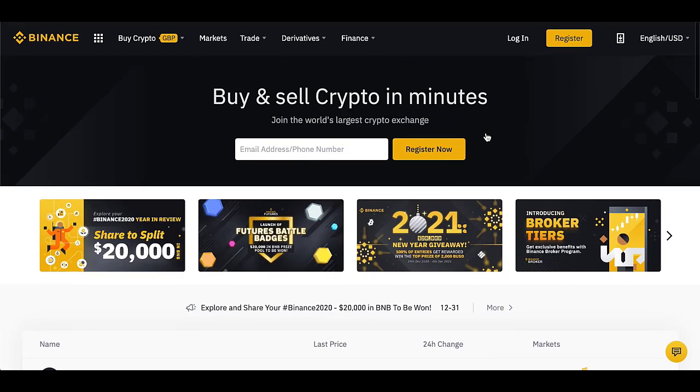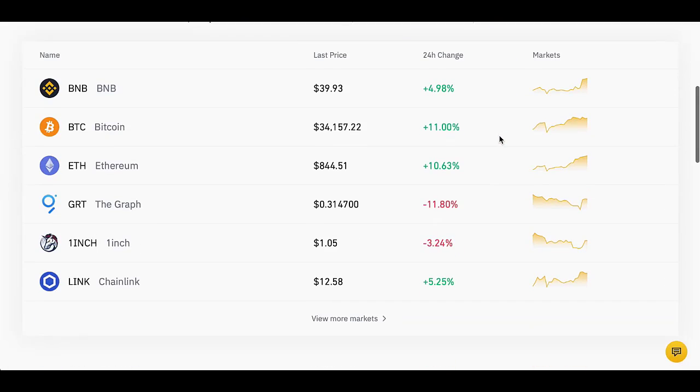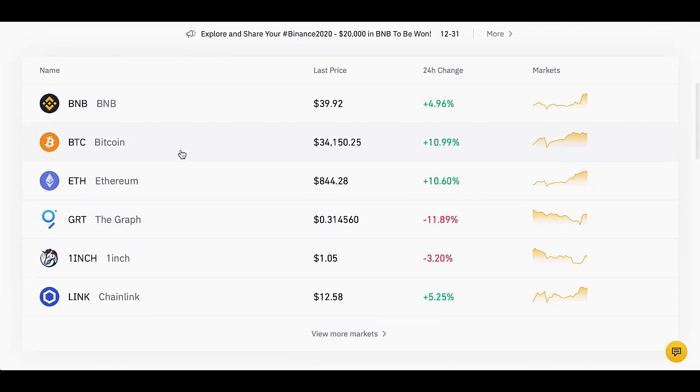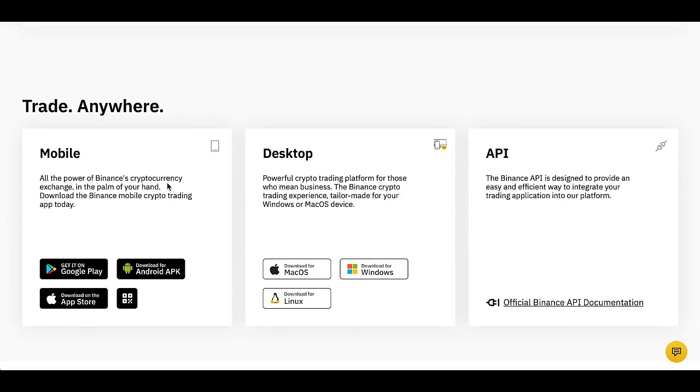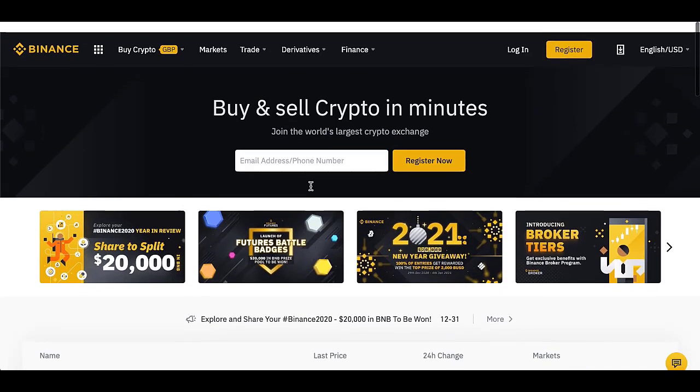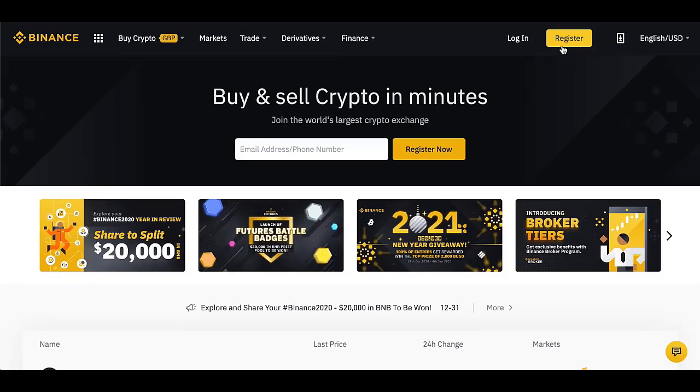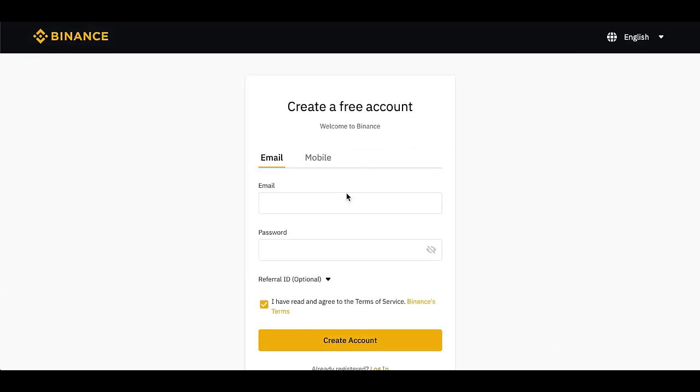You should come through to this page, which is the homepage, just giving you some prices of some cryptocurrencies right here. And then you can download clients for either mobile or desktop as well. If you want to know how to use the Binance app on your smartphone, check out the channel and the Binance playlist. You can download those clients for desktop, but I'm just going to use a browser right here. So come to register and then put in your email address and choose a password, or you can do it with your smartphone as well.